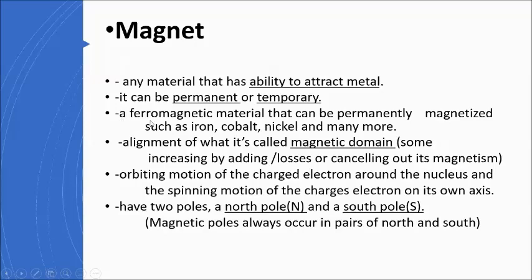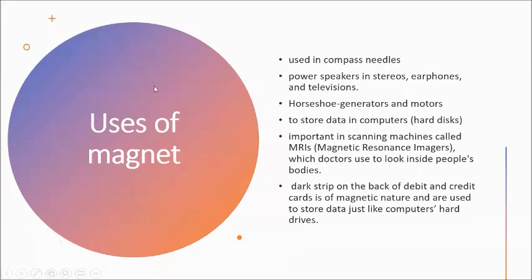So it could be from a ferromagnetic material, special sa permanent magnet that can be permanently magnetized, such as iron, cobalt, nickel, and many more. So it is explained through alignment of what is called magnetic domain. Magnets have two poles, the N and the S, or the North Pole and South Pole, and magnetic poles always occur in pairs of North and South. There is no such thing as North Pole only or South Pole only.